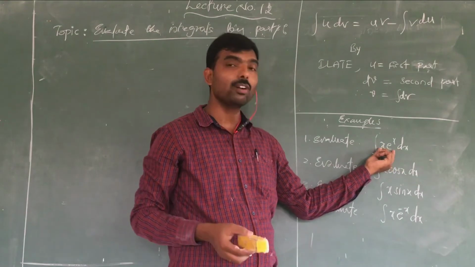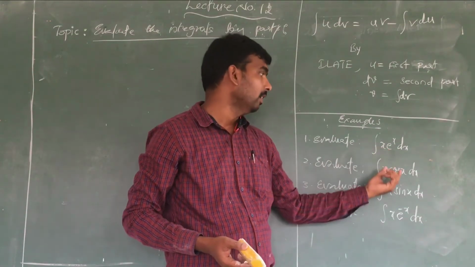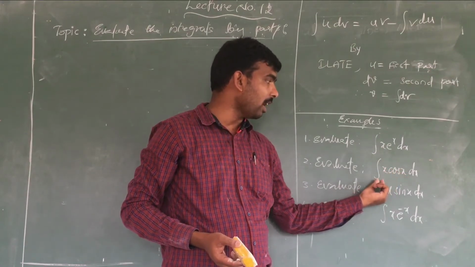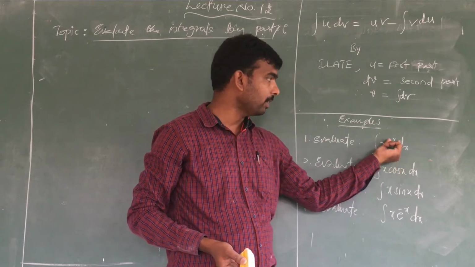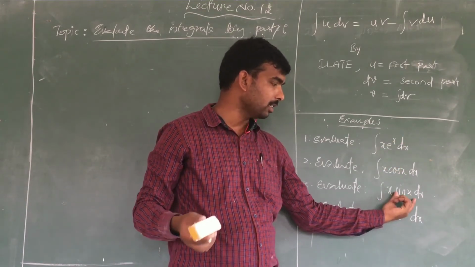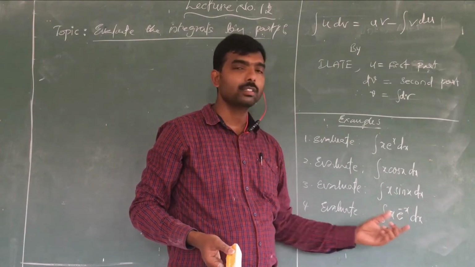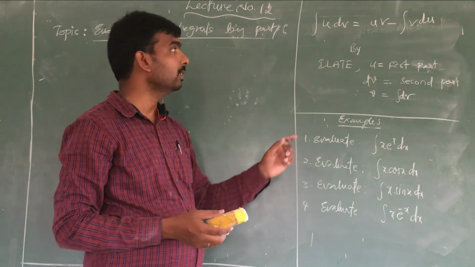But when there is a product of two functions, we don't have a standard integral. So here, x into cos x: x is an algebraic function, cos x is a trigonometric function. e to the power of x is an exponential function. x is again an algebraic function, sin x is a trigonometric function. Like that, we have different kinds of functions together within a product.